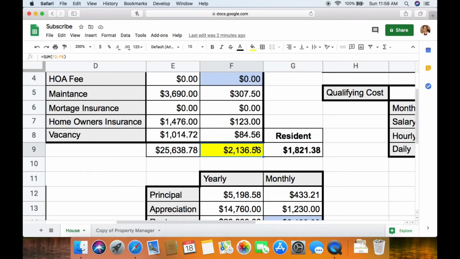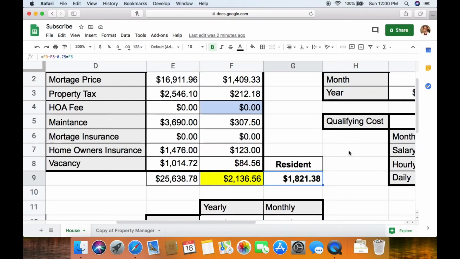But it's costing $2,100 a month to have this property rented out, but if you're a resident in it, it's going to be costing you about $1,800. I say that because your vacancy rate is going to immediately go away, and you're going to have to spend a lot less on maintenance, because chances are you're going to take better care of your property than any renter is going to.